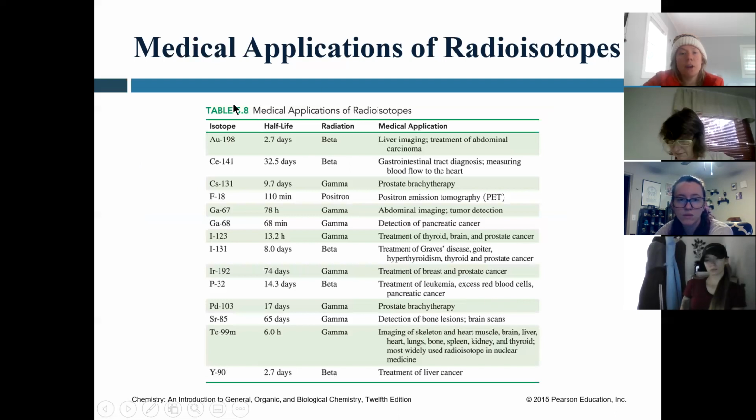So here's a bunch of different types of isotopes and what you'd use them for, all sorts of different types of things. A lot of use in a lot of different cancers, like measuring and imaging cancers.